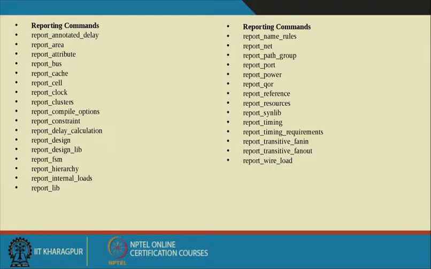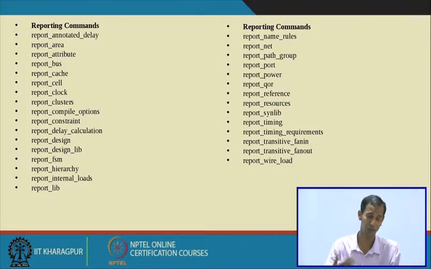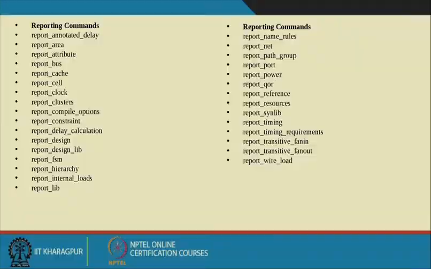Then there are reporting commands which are available. I have just highlighted only the mostly used commands for reporting purposes. They are like report_annotated_delay, report_area, report_attribute, report_bus, report_cache, report_shell, report_clock, report_cluster. So, there is a list of report related commands, and if you type these commands, DC will give you the corresponding reports.